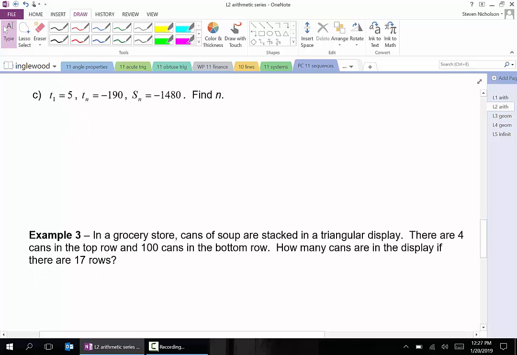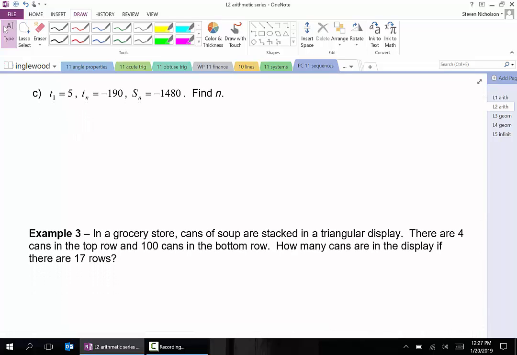So here's another algebra question. Again, we want to find the number of terms. We're told the first term, we're told the last term, and we're told the total. And what we want to do is figure out how many terms are in that. So we're going to use our first formula because we have t of 1 and t of n. And we're just going to plug things into the right spot. N over 2 times 5 plus negative 190.